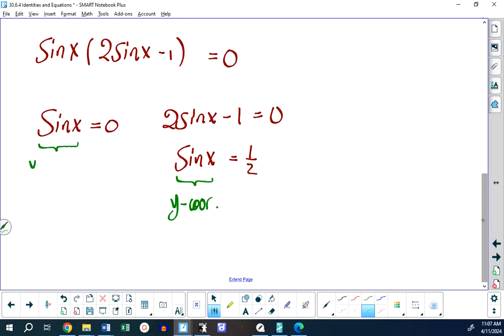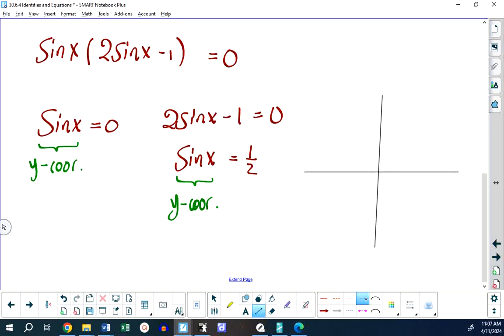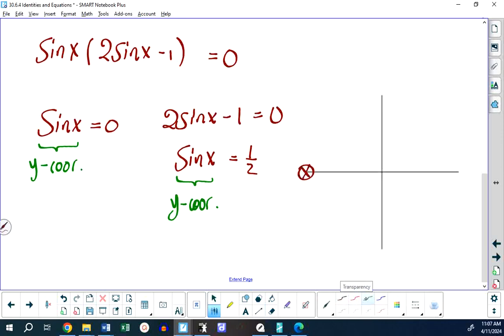that because it's sine, we're looking for the y coordinate on the unit circle, obviously, and you would probably write on the unit circle if you were doing this for a written question. So where on the unit circle is the y coordinate equal to 0? Well, the y coordinate is equal to 0 at this location and this location, right? Those are not angles, they're positions, they're locations. Where is sine equal to 1/2? Here and here. So now we can answer the question.